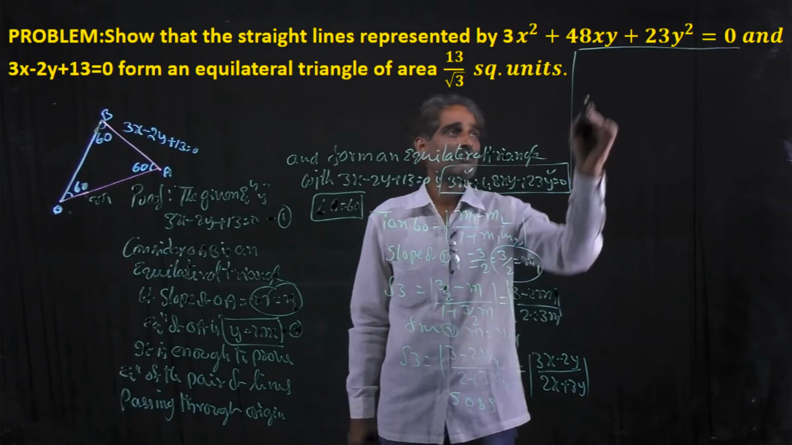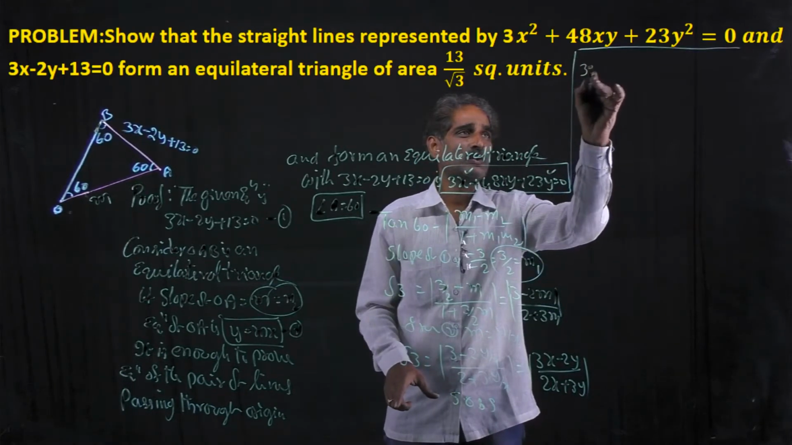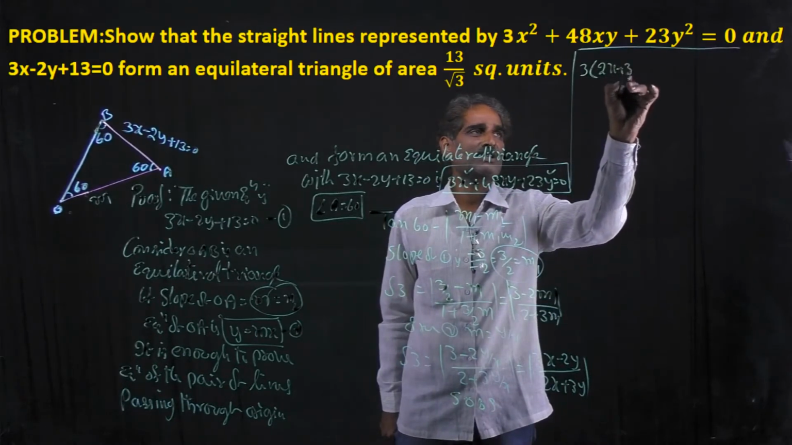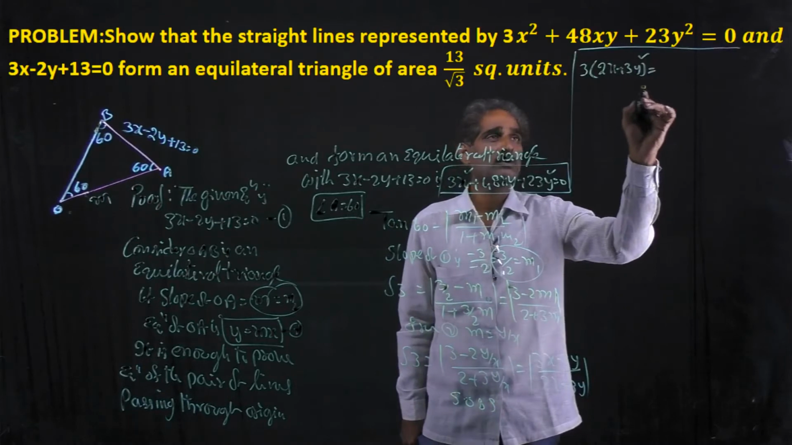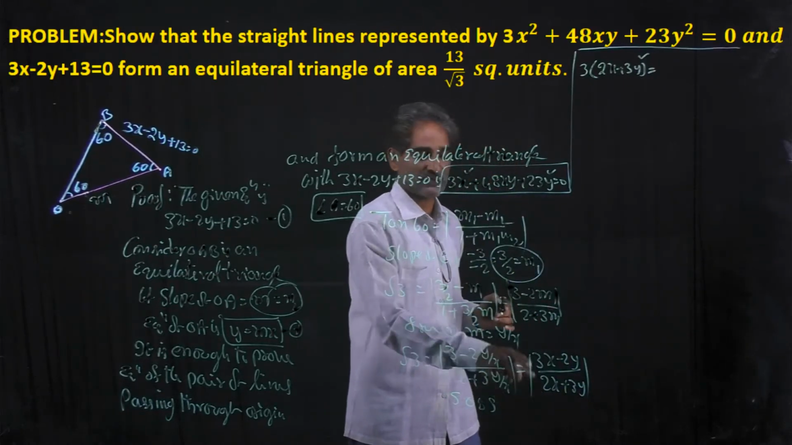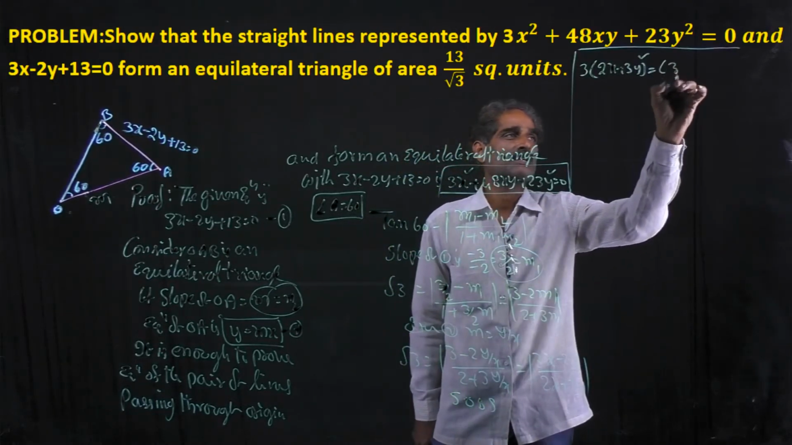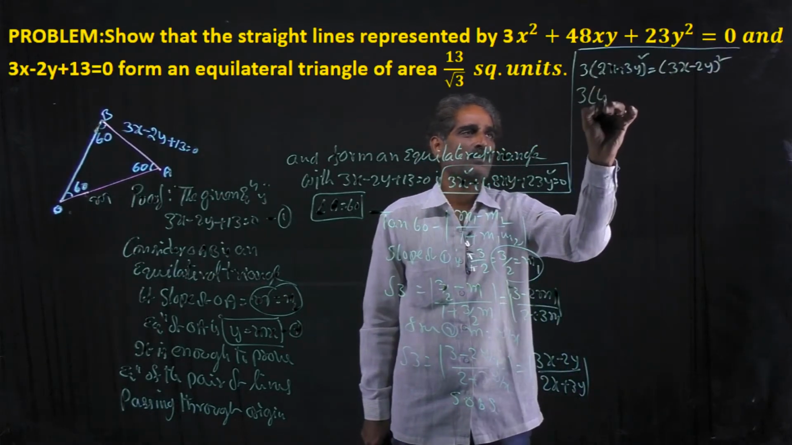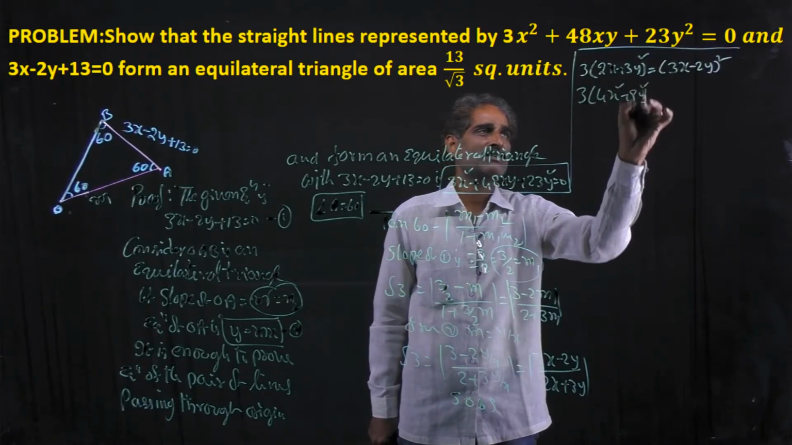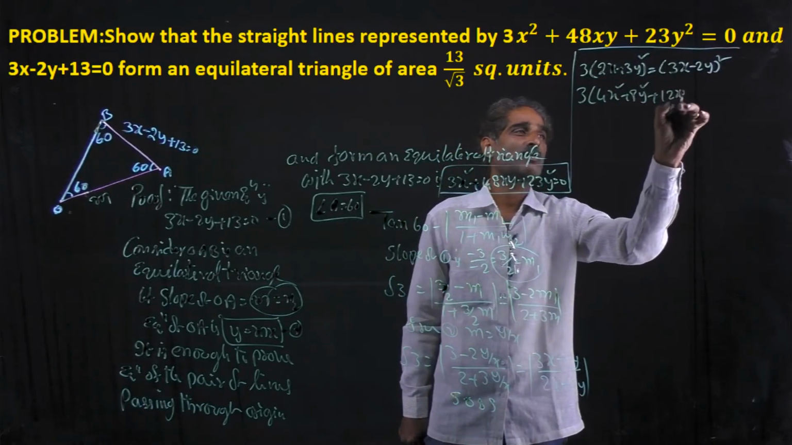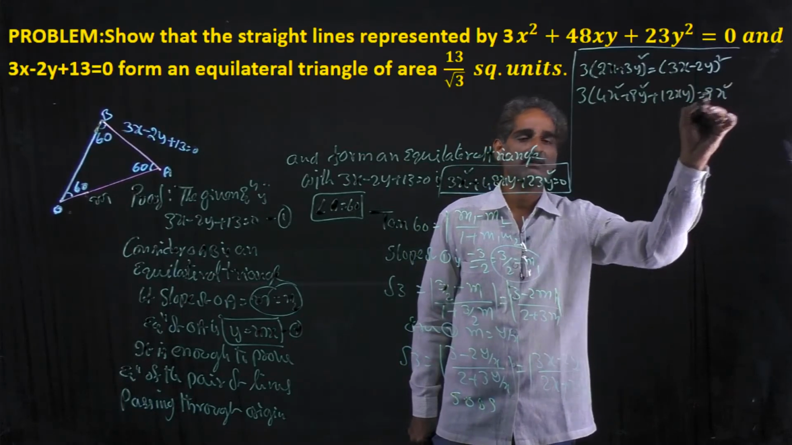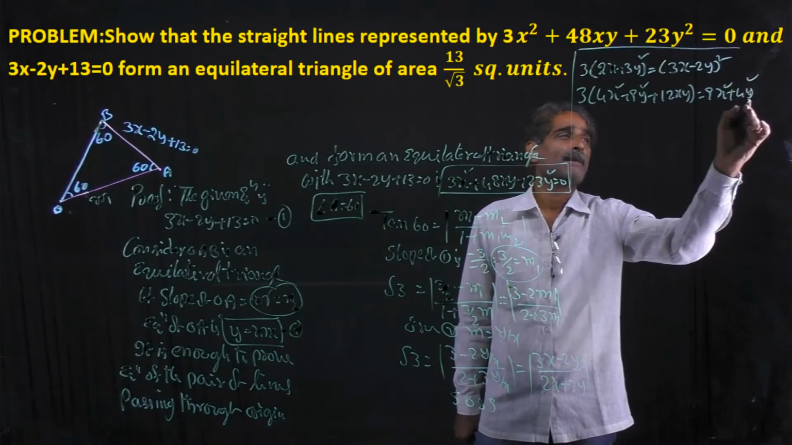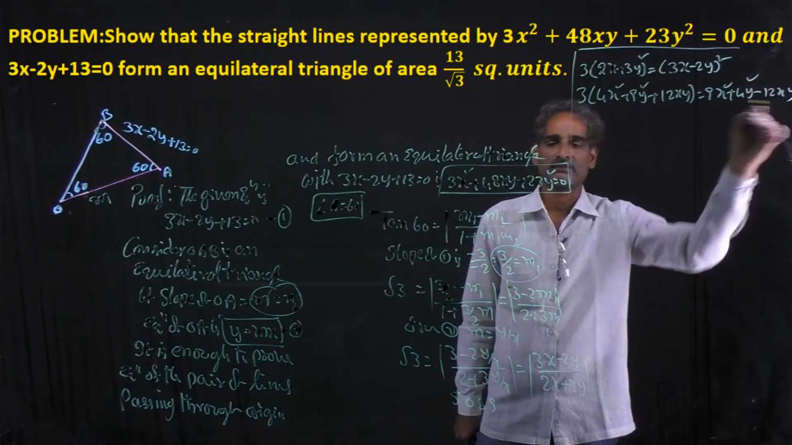Right, so then we will get 3 into (2x plus 3y) whole square is equal to 3 into (3x minus 2y) whole square. Now 3 into (4x square plus 9y square plus 12xy) is equal to 9x square plus 4y square minus 12xy.